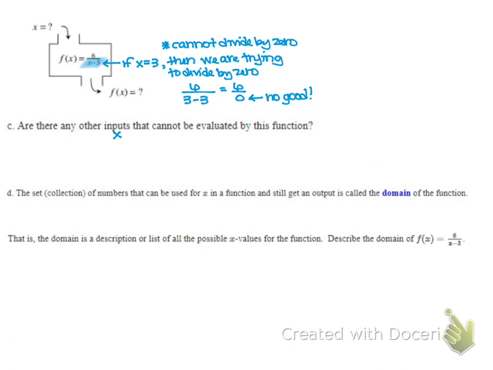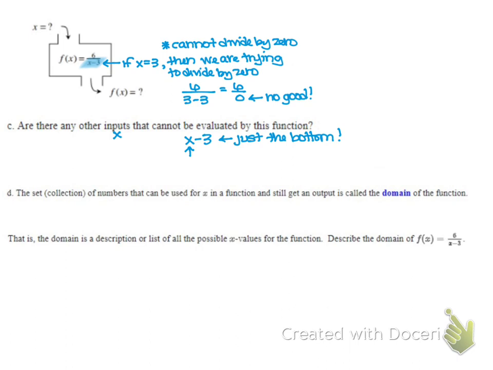So if I take a look at just the bottom, x minus 3, so just the bottom. Are there any other x values that if I plug it in right there, this whole thing turns into 0? Because that's the problem. And I don't think that there is.